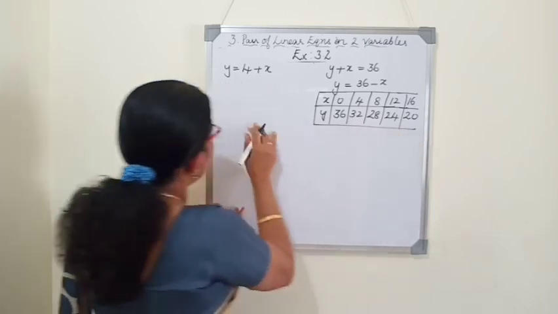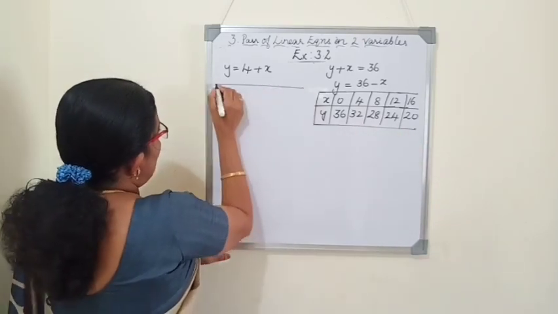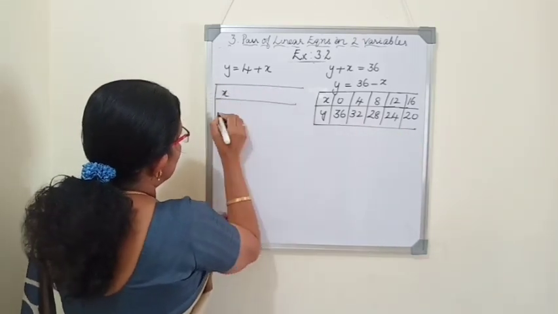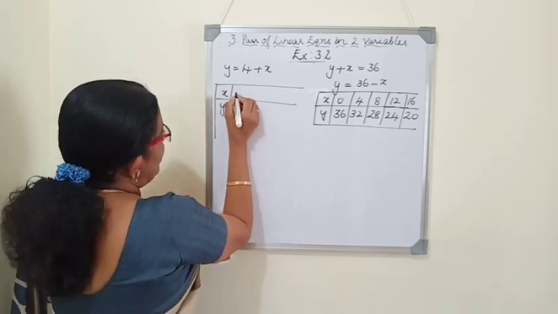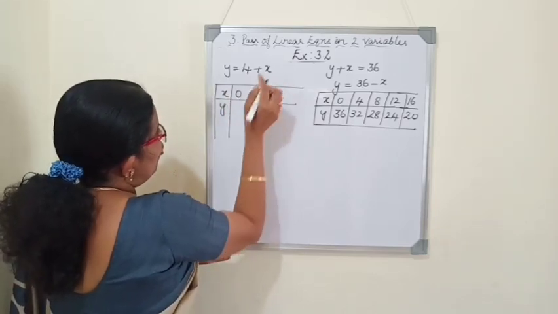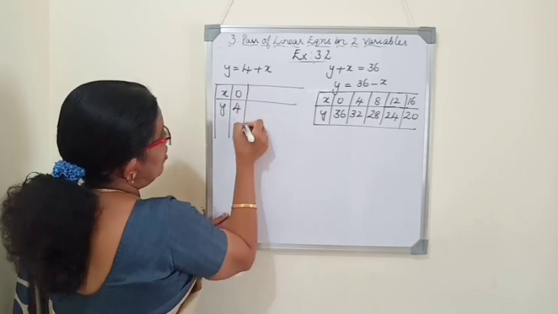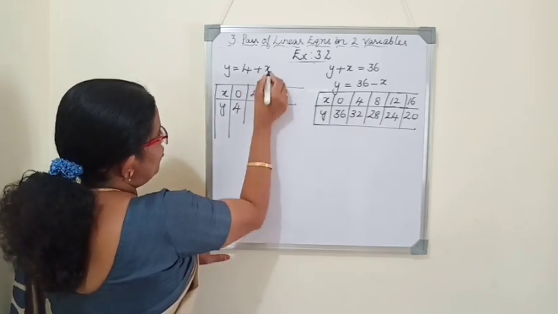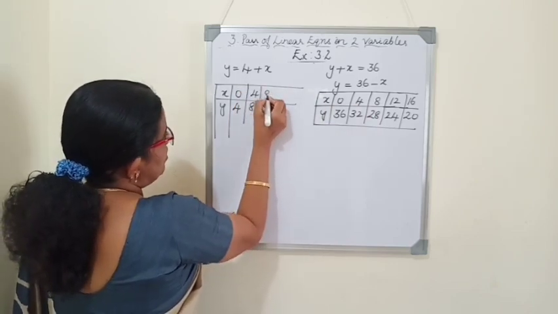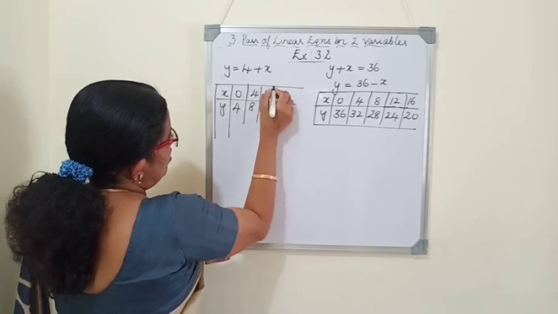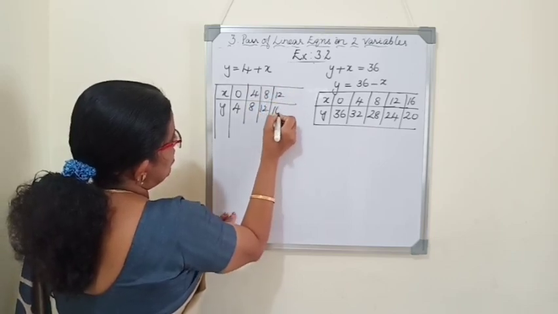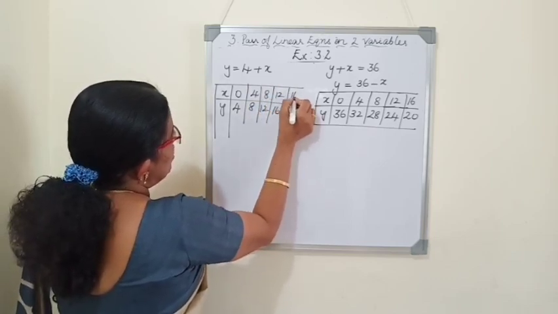The same values we will do here also, x and y. When x is 0, 4 plus 0, 4. x is 4, 4 plus 4, 8. x is 8, 12. Then 12, 16. Then 16, 20.